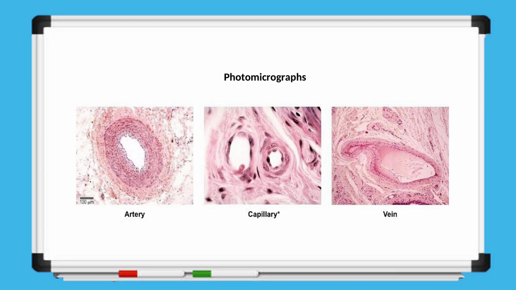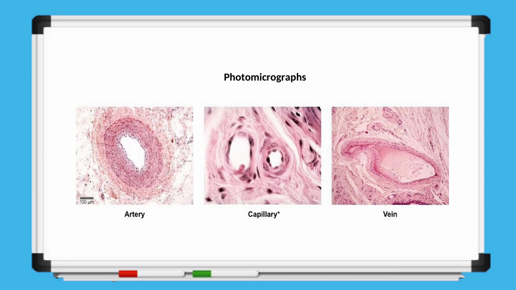Capillaries are the smallest blood vessels and have the thinnest walls, consisting of a single layer of endothelial cells supported by a basement membrane. They lack the muscular and elastic tissue found in larger vessels. In images, capillaries appear as tiny, thin-walled structures, often just wide enough to allow a few blood cells to pass through in single file. Veins have much thinner walls than arteries and a larger lumen.